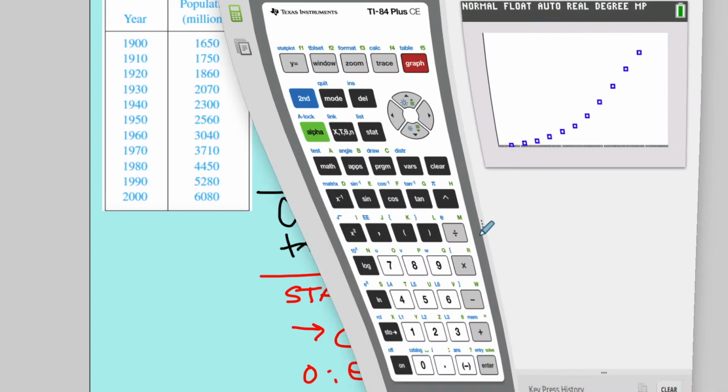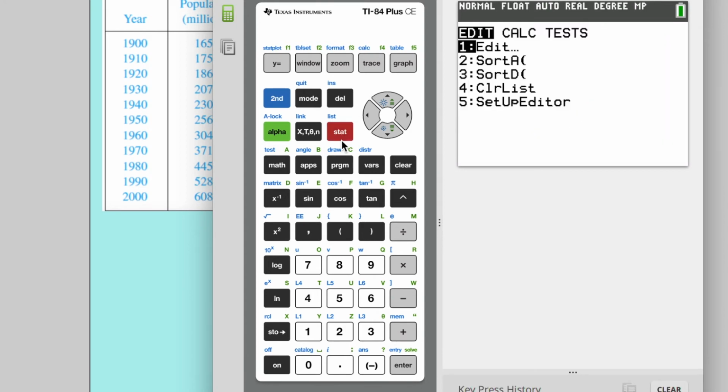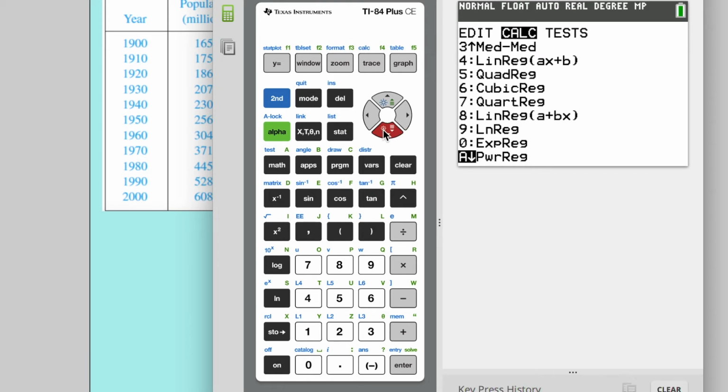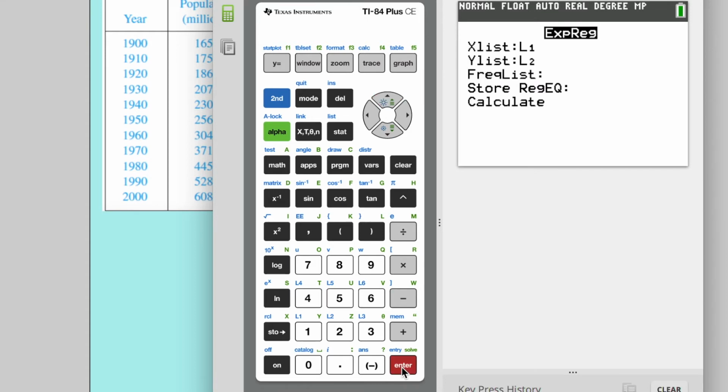Okay, so we go Stat, over to Calc, and then there's all these regression lines. There's linear regression, there's quadratic regression. We want exponential, so that is 0, the exponential regression. So we go ahead and hit enter.